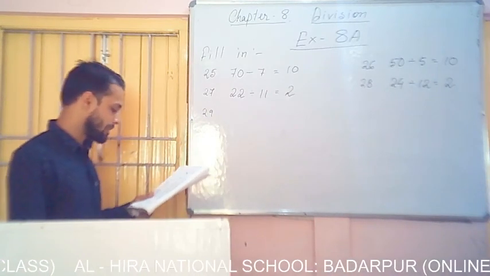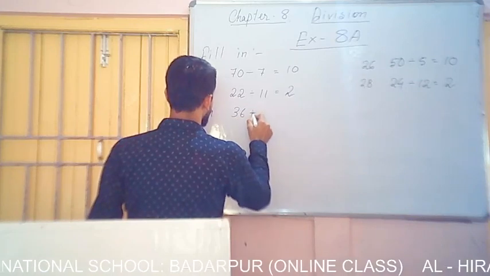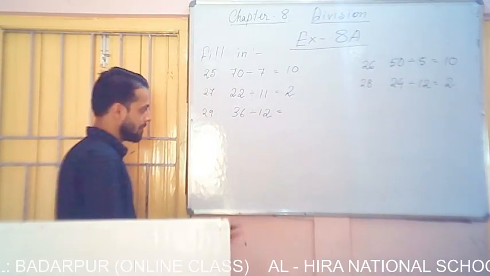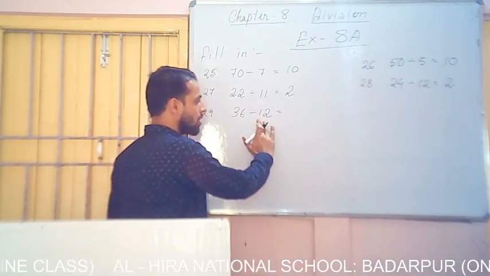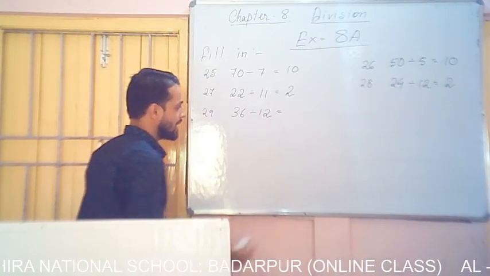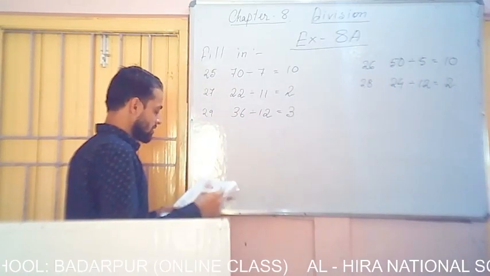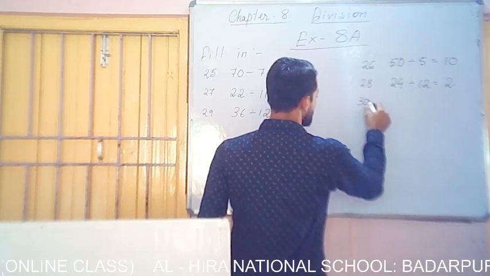29. So now question number 29 is what? 36 divided by 12. So here what we have to do? We have to divide 36 by which number? By 12. So if we go through 12 table, we will get what? 3 as the answer. So 12 threes are what? 36. So here we have to write 3. So the next question you see, question number 30.